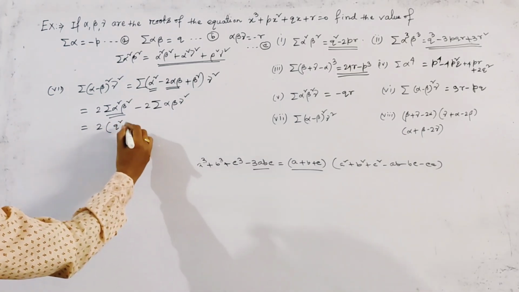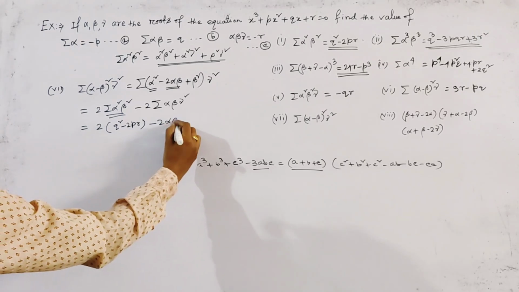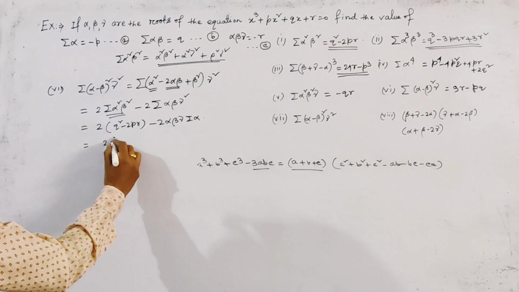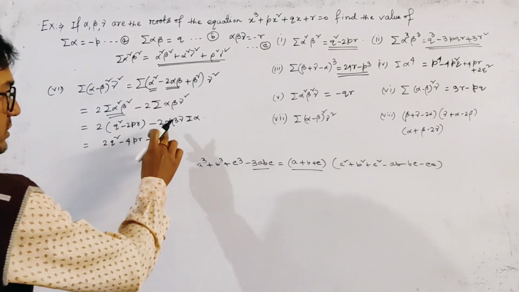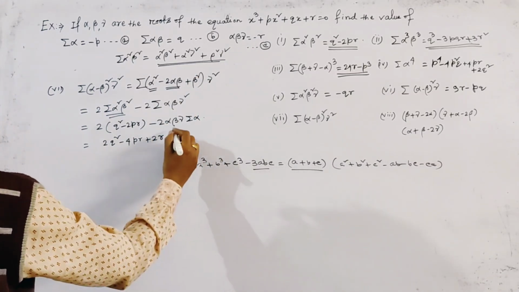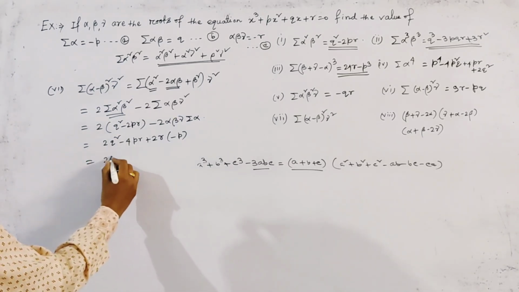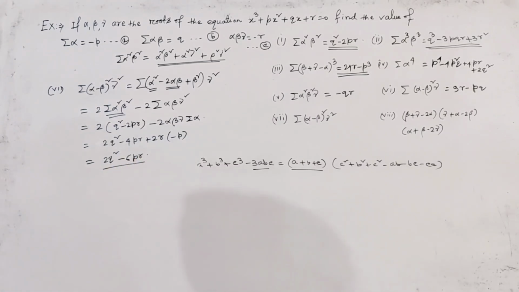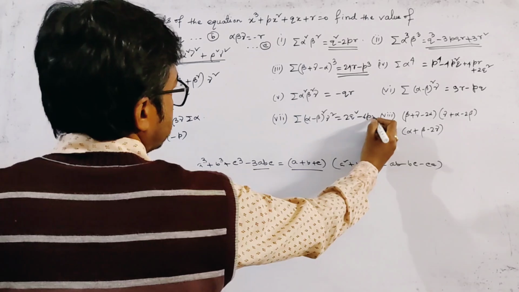Now we put the value of summation alpha square beta square, we already found in the first expression, this is q square minus 2pr, and this is very easy, 2 into alpha beta gamma into summation alpha, and this is 2q square minus 4pr minus 2 into, what is the value of alpha beta gamma? This is minus r, so this is plus r into this is also minus p. So we get this is 2q square minus 6pr. So we write here this value 2q square minus 6pr.